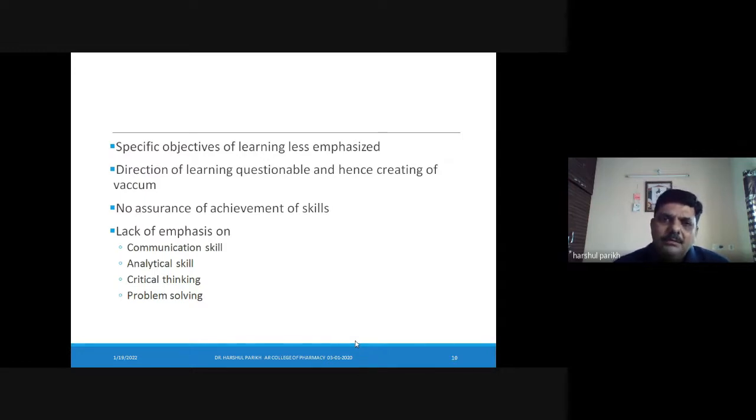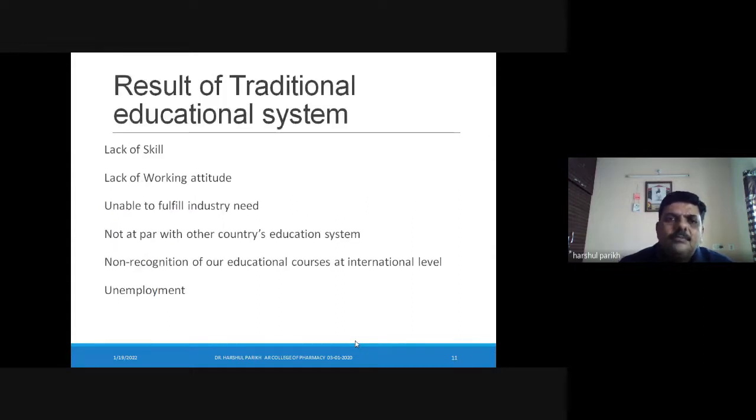There is a lack of emphasis on communication skill, analytical skill, problem solving, and critical thinking. So all these abilities are not judged in the traditional system. What is the result of that? The students lack skill. What they learn, but skill is not developed. They do not have a working attitude.